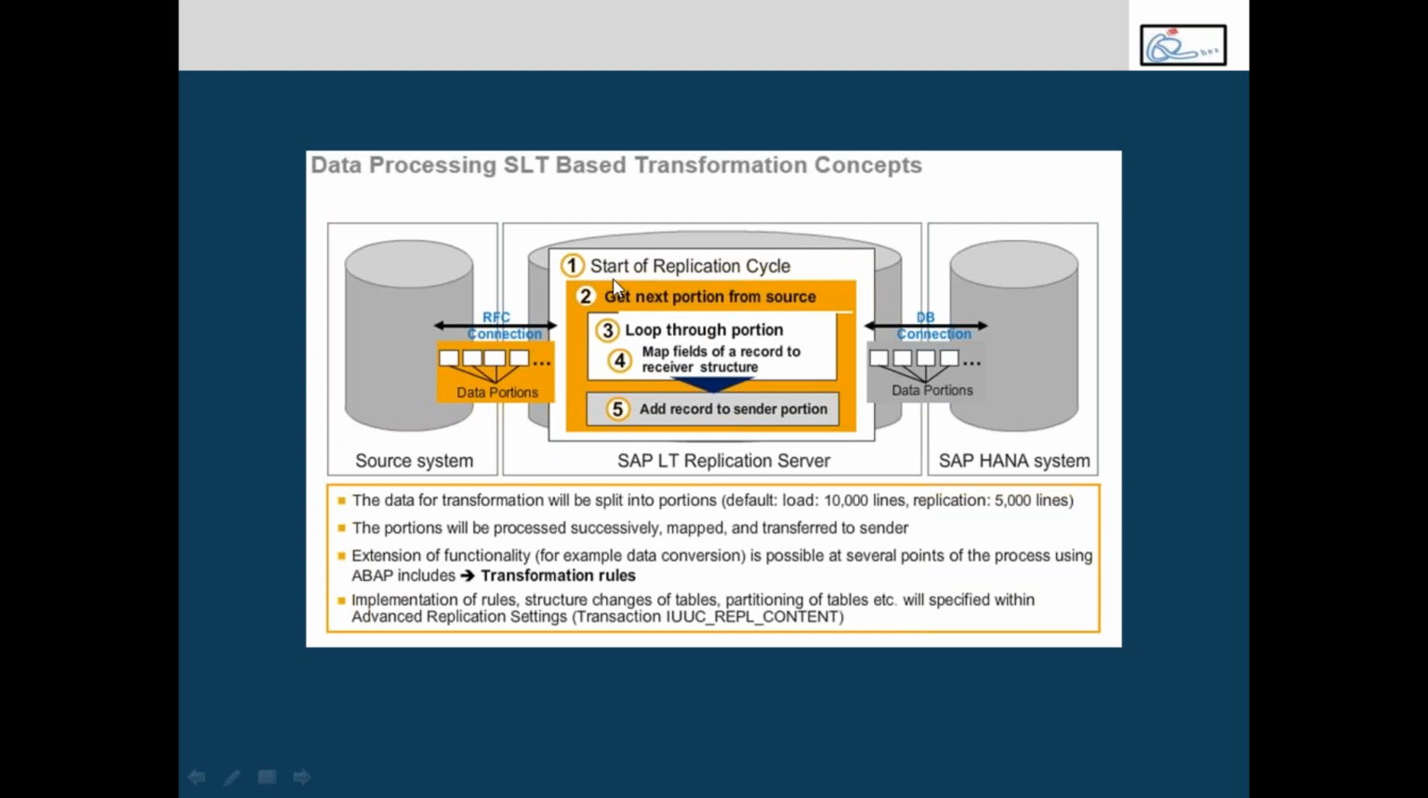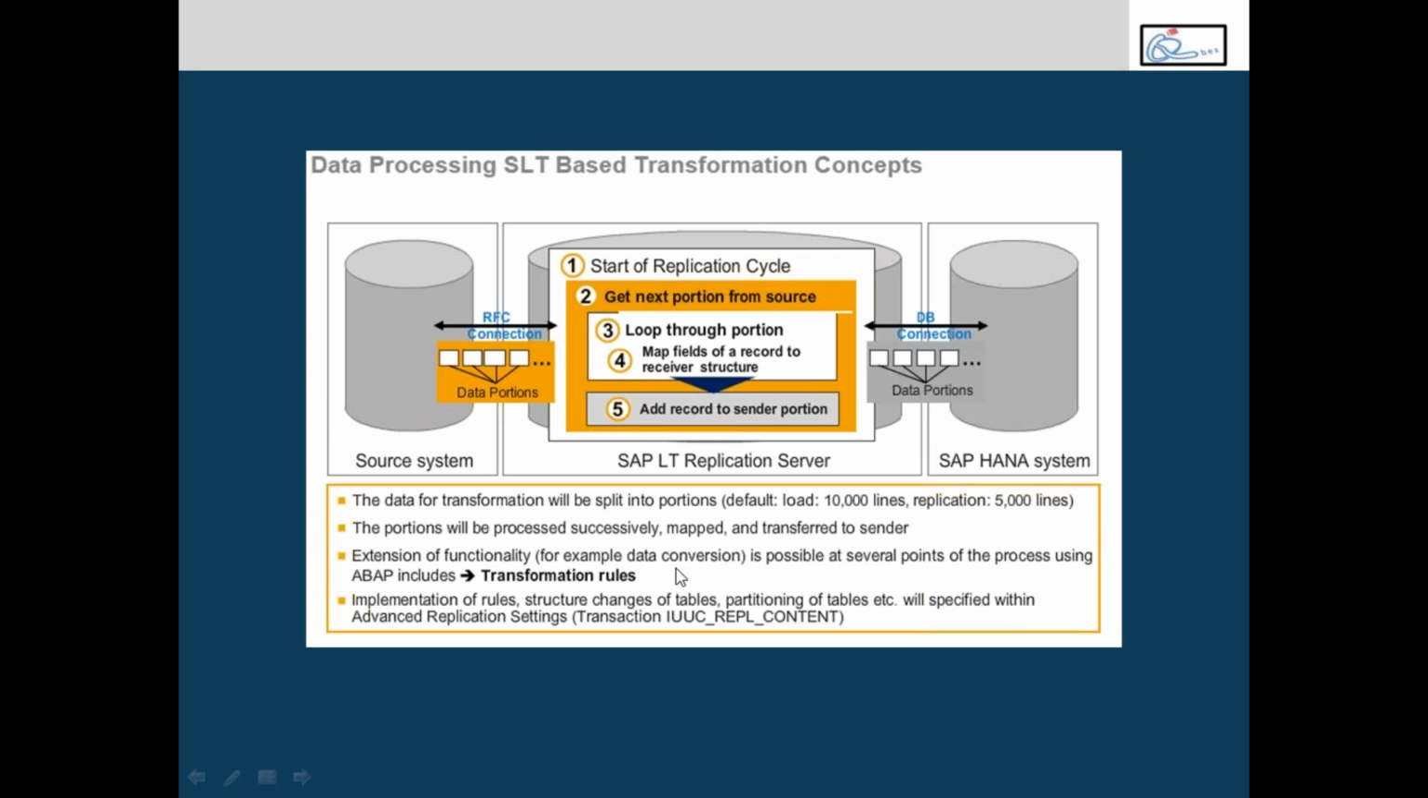Okay? So these are all the steps involved. You have the start of replication. First it gets the first portion, loops through the records in the portion, then maps those records to the target. Get the next portion, process it, next portion. It keeps on processing portion by portion.